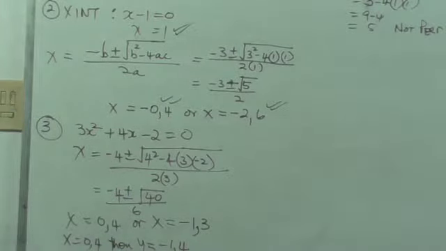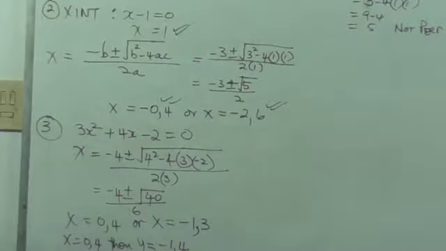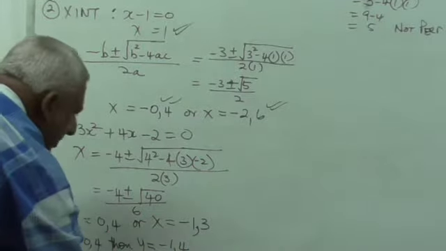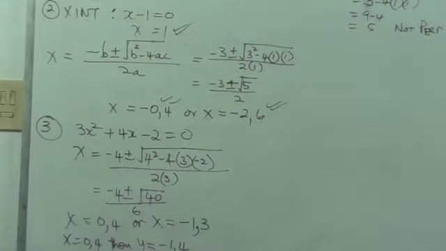And when x is equal to minus 1 comma 3, then y is equal to... you put this again in the original equation, and you will get y is equal to 2 comma 8. Alright, so we got our two ordered pairs here.